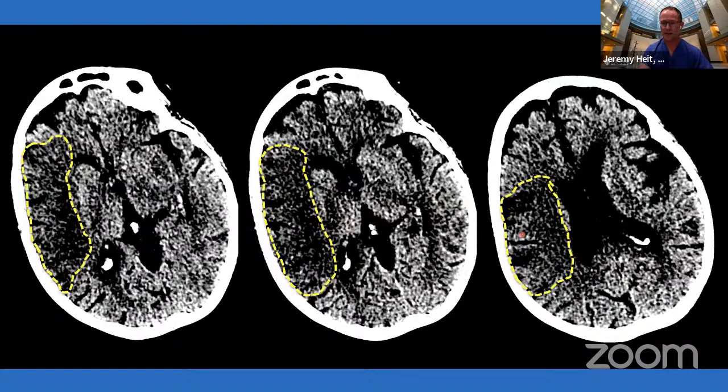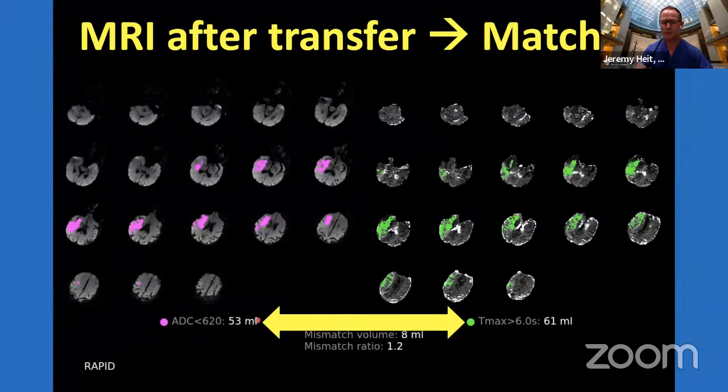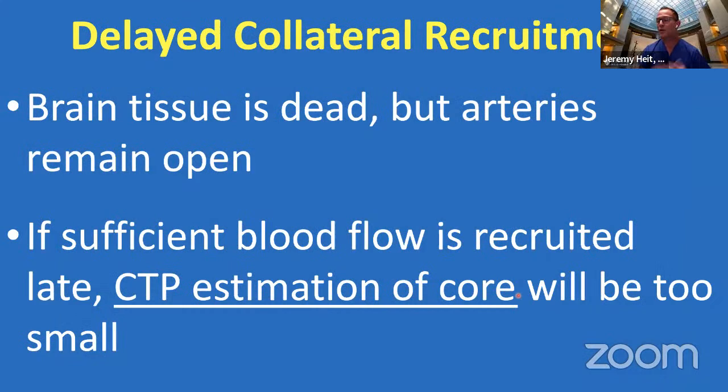And so why do these two differ? Why do they look so different? And this is the MRI afterwards, and we can see that there really was essentially no mismatch. Well, what happened here? So the brain tissue is dead, not the arteries.